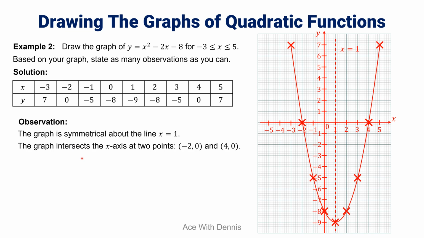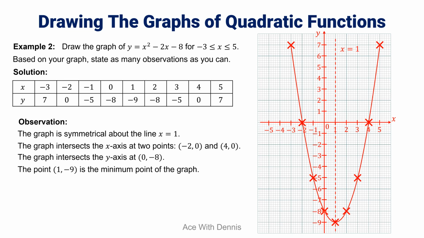Next, the graph intersects the x-axis at 2 points, the first point is -2, 0, and the second point is 4, 0. So -2, 0 is here, 4, 0 is this point. We can also see that the graph intersects the y-axis at 0, -8. Alright, so this is the point 0, -8.